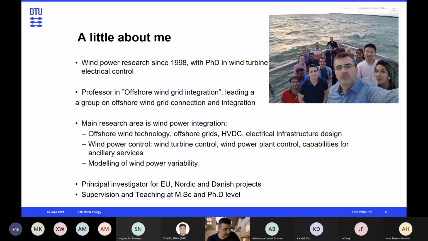And I think we have our own experience with ITN networks, and it's a very, very nice project. Hard to get, but once you get it, it's a very nice project to have, always a nice group of talented young people doing PhD projects at the same time.